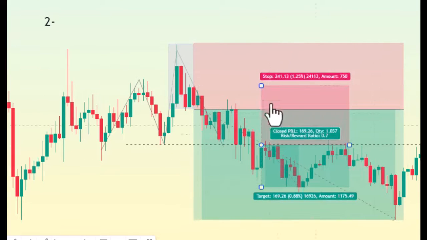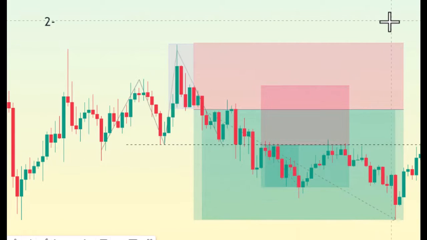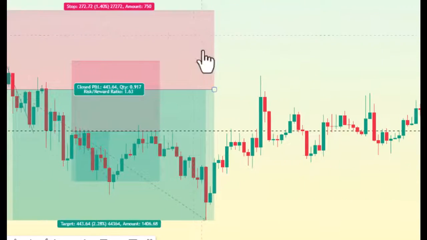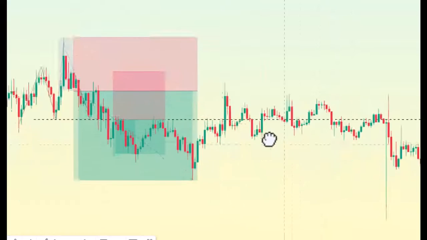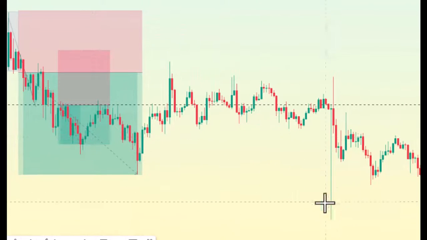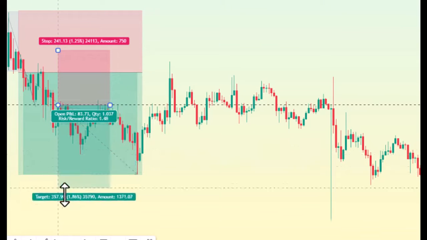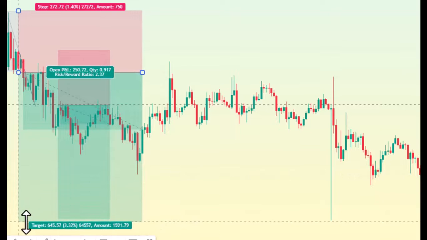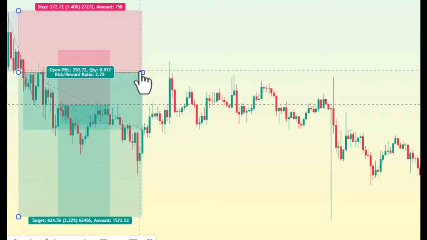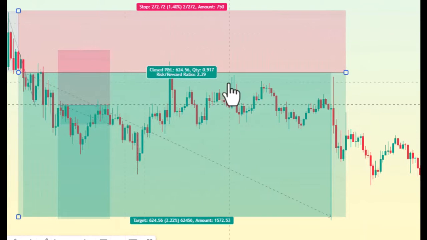It is the classic way for entering the position, but this pattern gives us a really good profit. Look at this, it is great, but in my way we can get a lot bigger profit.